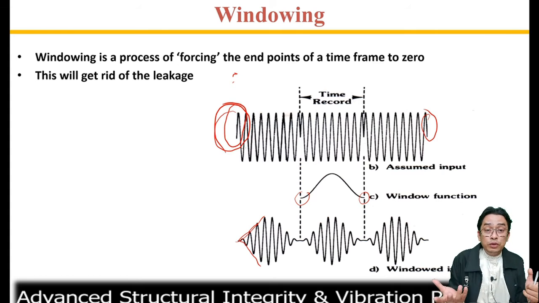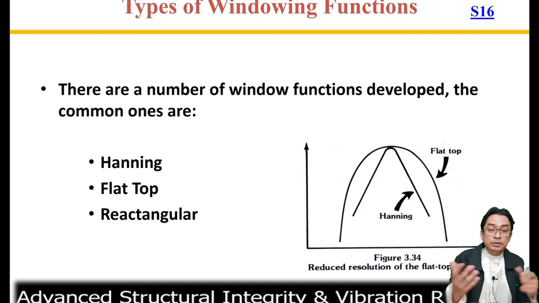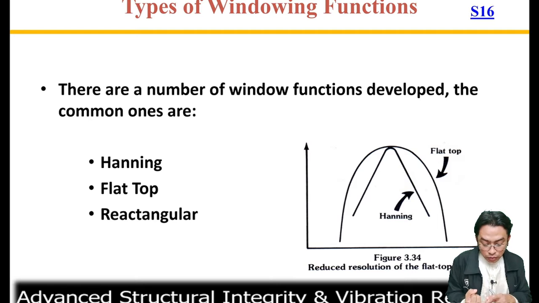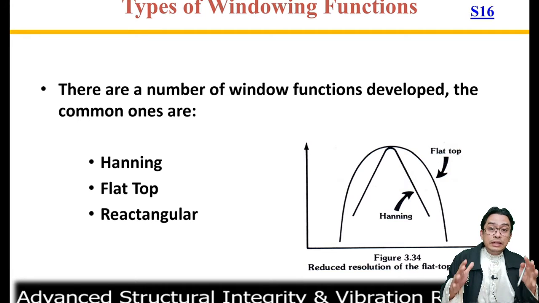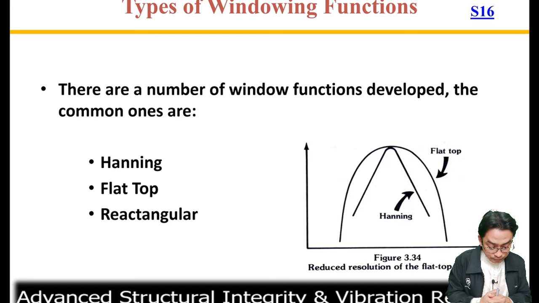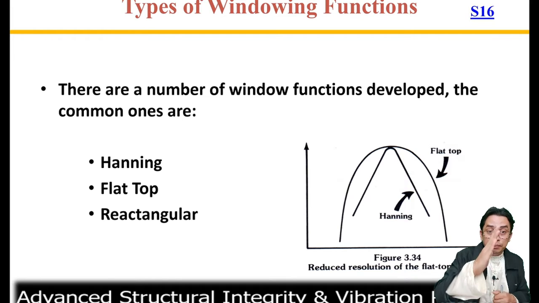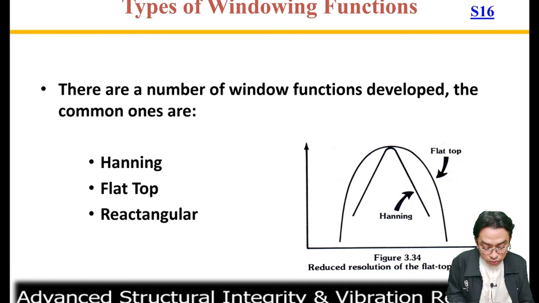Because we have a lot of window functions, each is a mathematical algorithm made by experts in signal processing. So we have 3 examples of window functions. We have Hanning, we have flat top, we have rectangular. Later on in DesiLab, I will show you the difference between all these window functions. In the figure we see the Hanning, it will give a very sharp value of the frequency. I will show you in general.